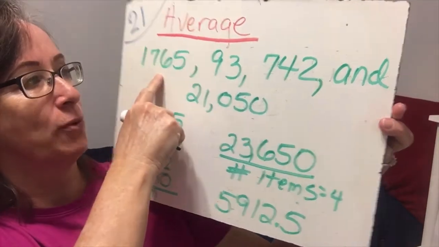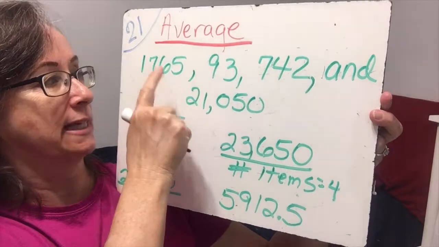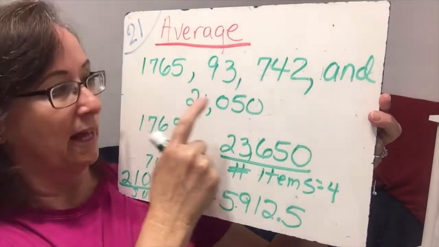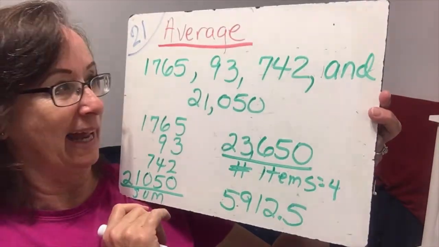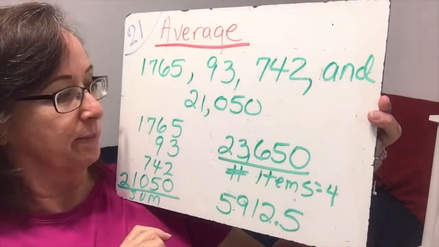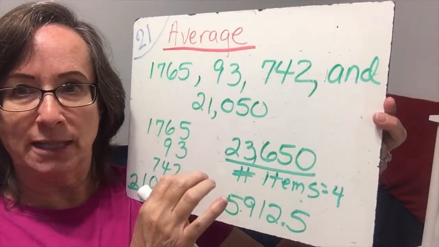Here's our first example. They've given us 4 numbers, and they're quite different numbers, aren't they? 1,765, 93, 742, and 21,050. Those are quite different numbers, and the average is going to be quite large because we have this very large number in it. But the average will evenly spread these numbers out, won't it?